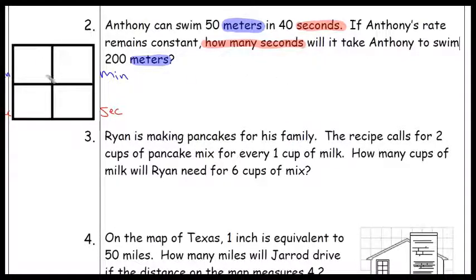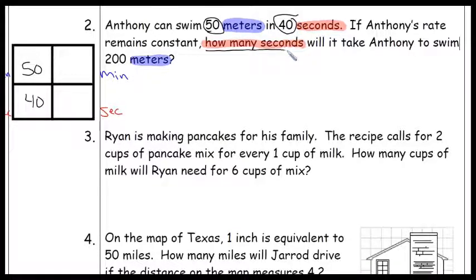Okay, so now let's fill in. Now that we have labeled our proportion box, now we actually fill in the proportion box. So we have 50 meters. So that's going to be here where the 50 goes. And that takes 40 seconds, right? It takes him to swim 50 meters, 40 seconds. So that 40 is going to go where the seconds go, right here. And remember, these two things go together because they are given together here in the problem. Then the next thing says how many seconds.